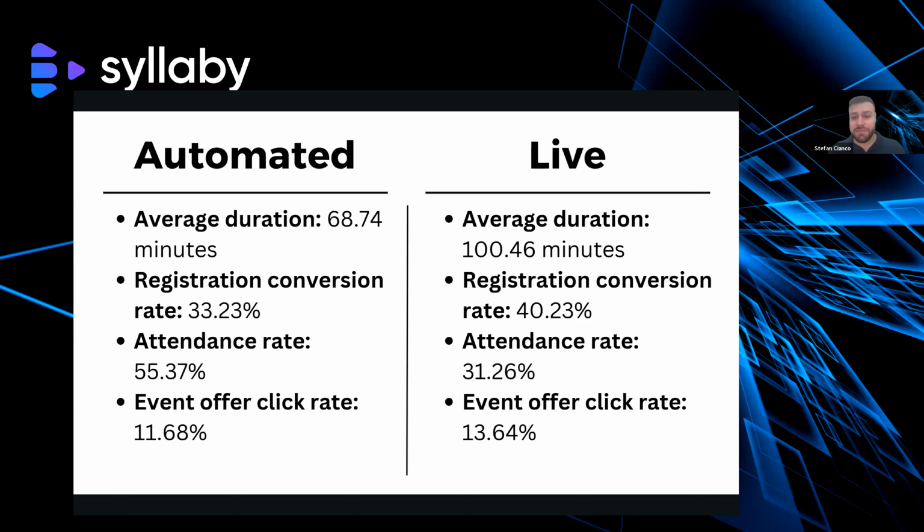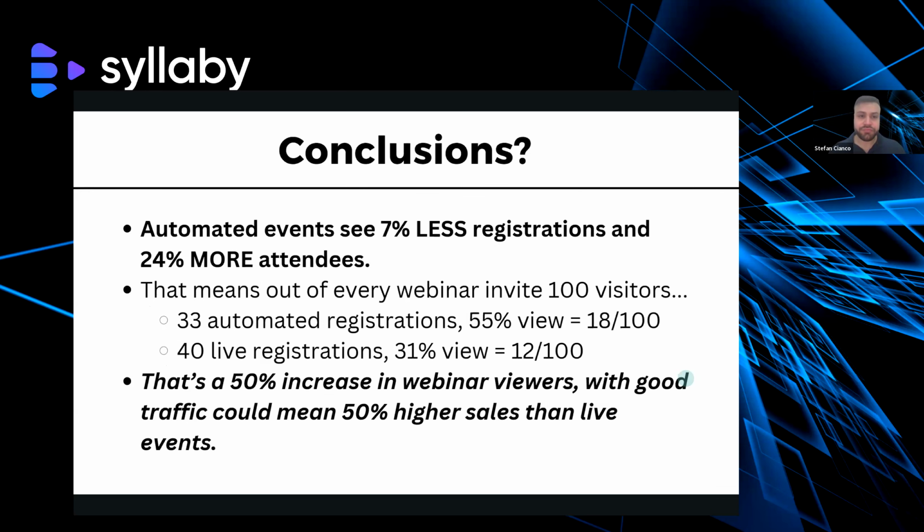Now, on the live side, the average duration of a live webinar was much longer on our platform. It was over 100 minutes versus 68 to 69 minutes. Now, on live webinars, people did register at a higher rate. They registered at over 40%, whereas on the automated webinars, people registered at 33%. But here's the big difference. On live webinars, the attendance rate was 31%. On automated webinars, the attendance rate was 55%. So what can we conclude about this?